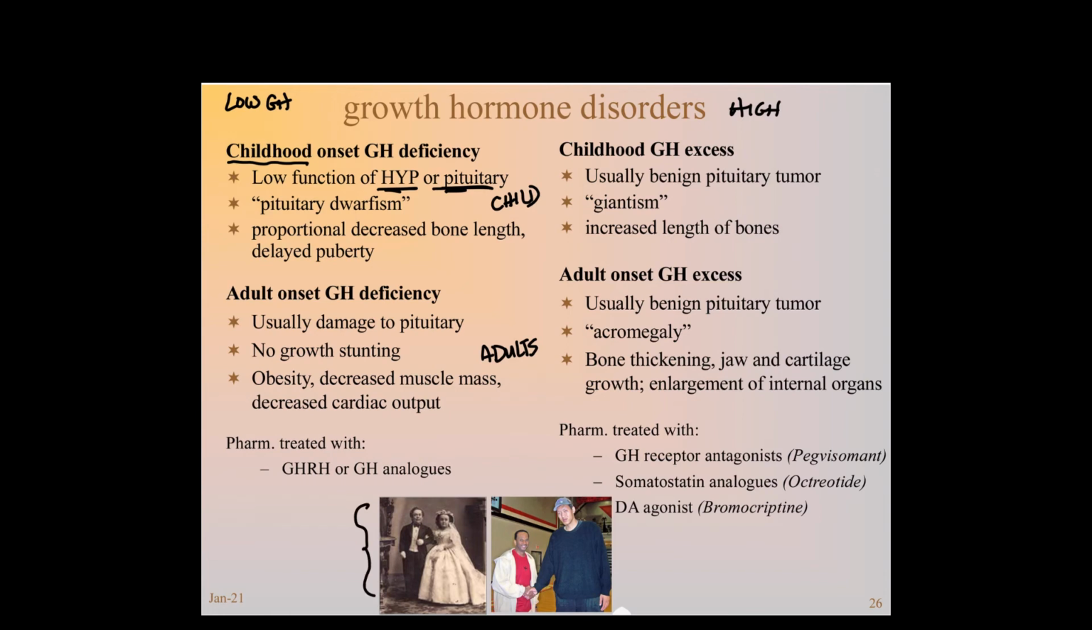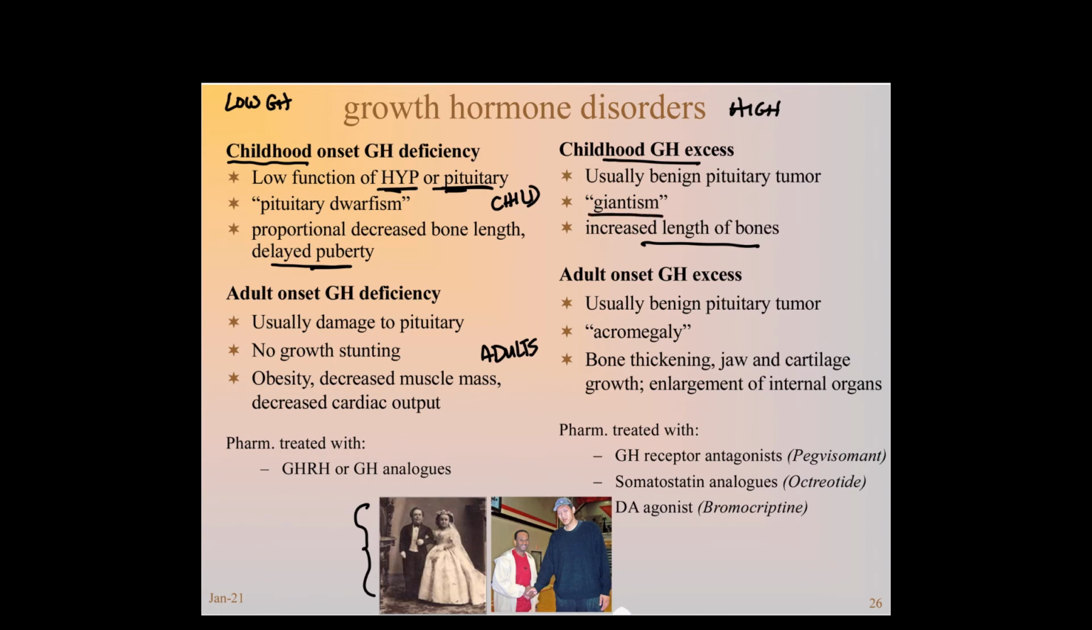So this is an example here. These folks, their body proportions are exactly the same as they would be if they had had a lot of growth hormone. It's just everything grew smaller. They also have an issue with delayed puberty. If you had increase of growth hormone in childhood, now you're going to have an increased length of bones because they're going to keep growing. And usually that's because there's a pituitary tumor that's causing oversecretion. And we call that giantism.